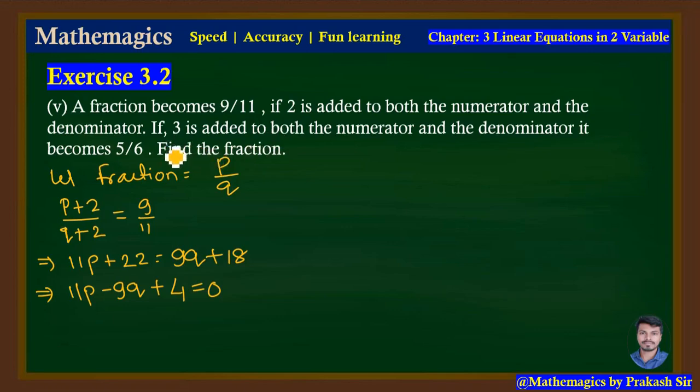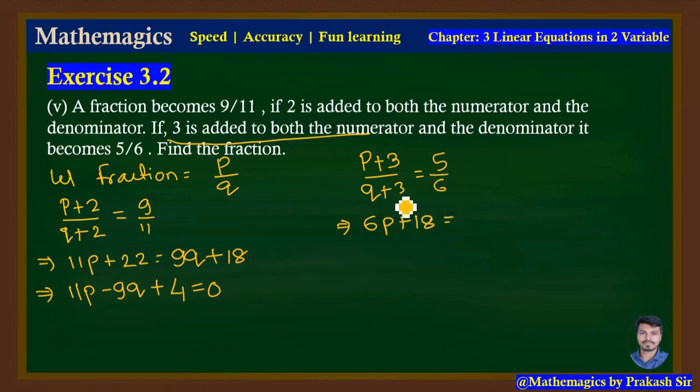Now the second statement is saying if 3 is added to both the numerator and denominator, it means p plus 3 divided by q plus 3, and it becomes 5 upon 6. The question is asking to find the fraction. Again, dear friends, we are going to solve it. So 6 into p becomes 6p plus 6 threes are 18 is equal to 5 into q becomes 5q plus 5 threes are 15. We have used the cross multiplication method. So 6p minus 5q, 15 will come this side, and 18 minus 15 becomes 3, is equal to 0.